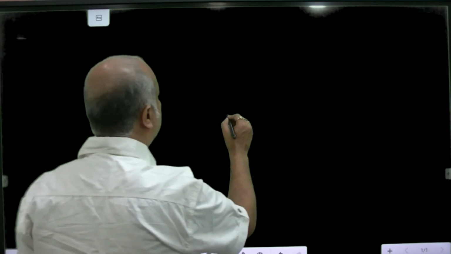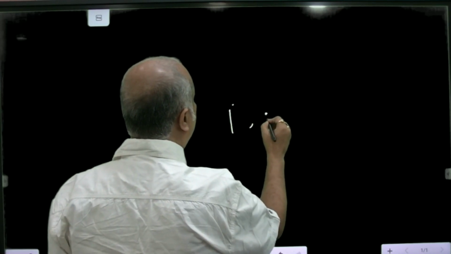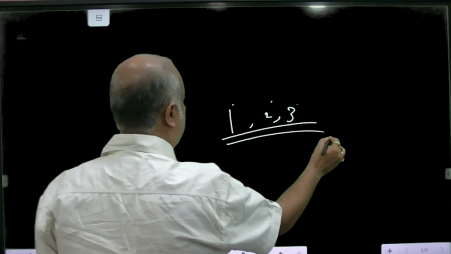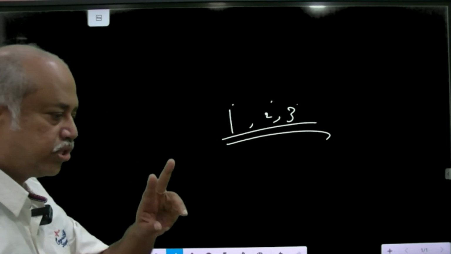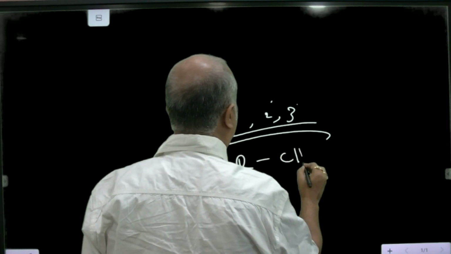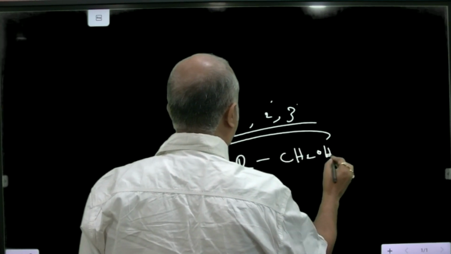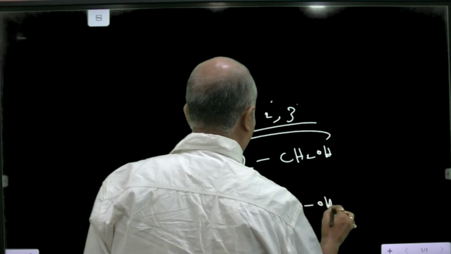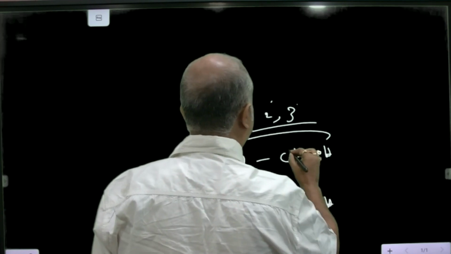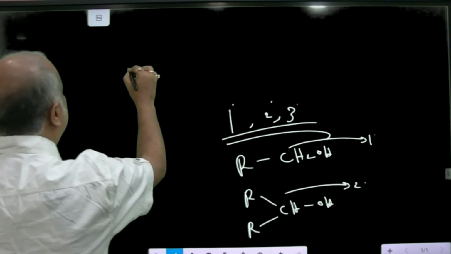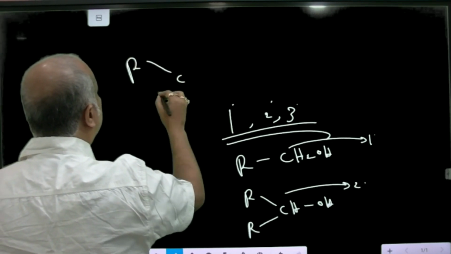This one, 1 degree, 2 degree, sorry, and 3 degree alcohol. I've discussed two questions. That is primary alcohol, that is secondary alcohol, and that is tertiary alcohol.